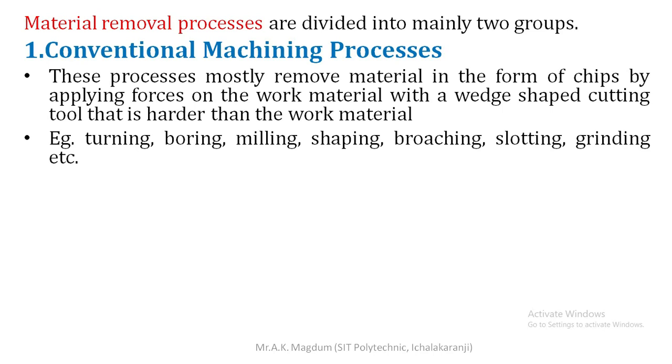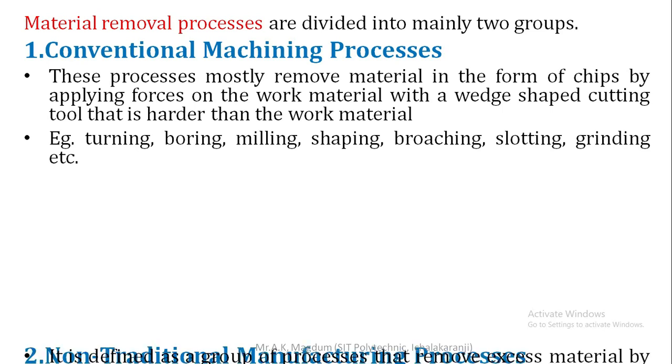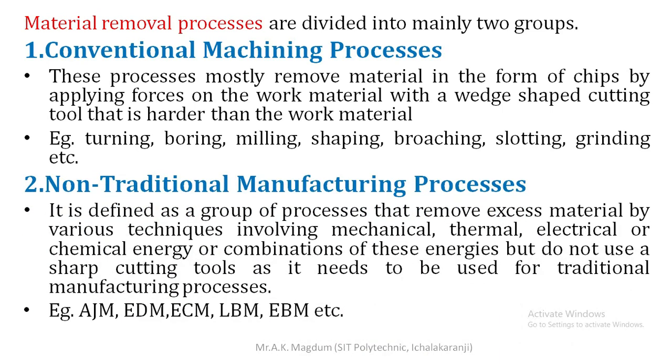Examples of conventional machining processes are turning, boring, milling, shaping, broaching, slotting, grinding, etc. So there are many machining methods in conventional machining, and some of them are listed over here. Next is the non-traditional manufacturing process. Here it defines a group of processes that remove excess material by various techniques involving mechanical, thermal, electrical or chemical energy, or combinations of these energies, but do not use a sharp cutting tool as needs to be used for the traditional manufacturing process.